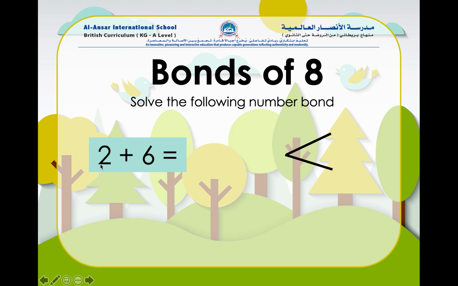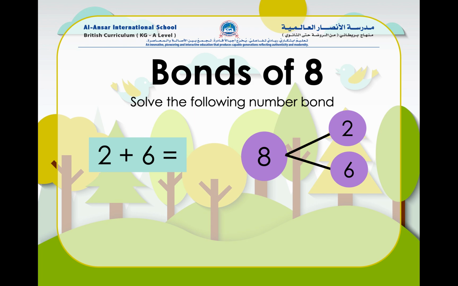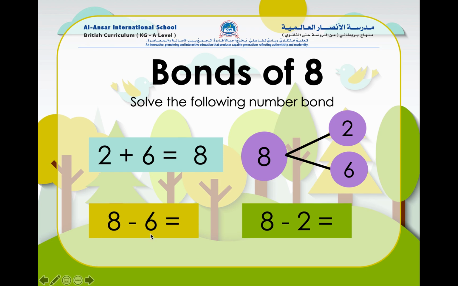Here we have 2 plus 6. Now, we know if we put it in our bonds, 2 and 6 make 8. So we're using our bonds of 8 again. Now, to make this a subtraction sum, we use the same numbers. But remember, when we subtract, we always start with the biggest number. So our biggest number is always our whole. And here we have 8. So 8 minus 6 and 8 minus 2.